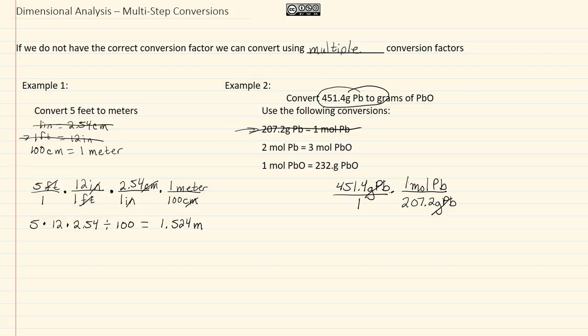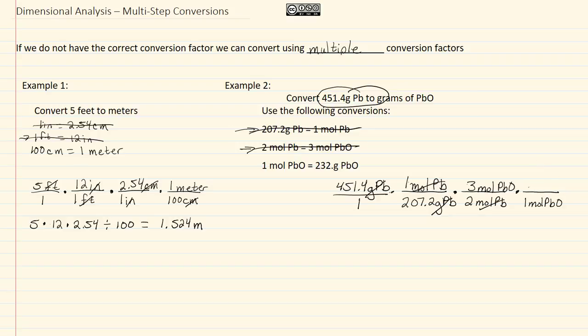So I want to look for a conversion that has moles of lead. Well, that looks like it's this one here. So I have 1 mole of lead up top, so I'm going to put my moles of lead down below. So that's going to be 2 moles of lead. And up top we're going to have 3 moles of lead oxide. So I've used that one now, and the moles of lead are gone. Now I want to use my moles of lead oxide, so I have that 1 mole. I'm going to put that in the denominator.